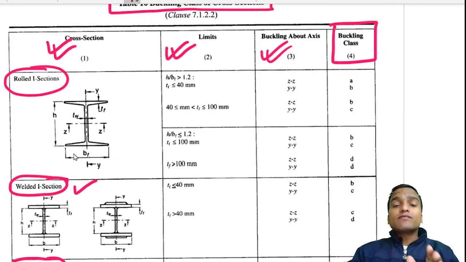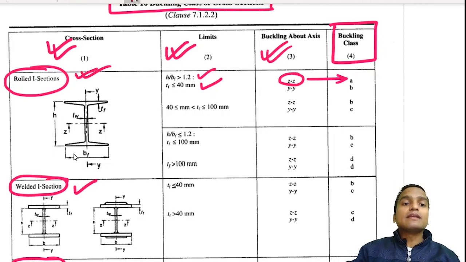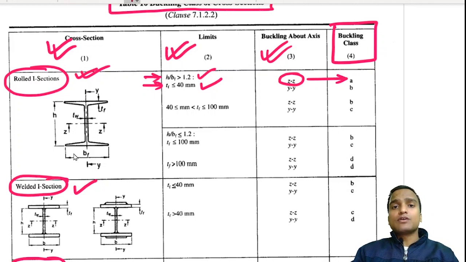And then after deciding which cross section we are going to use, we have to check a few limits also here, like the ratio of height divided by the width of the flange, H/BF. If it is greater than 1.2 and the thickness of flange is less than 40 mm, and if the buckling is occurring about the ZZ axis, then the buckling class is A for the case of rolled I section. All these different values of H, BF, TF, TW you will get from the steel table or at the end of the IS code also.